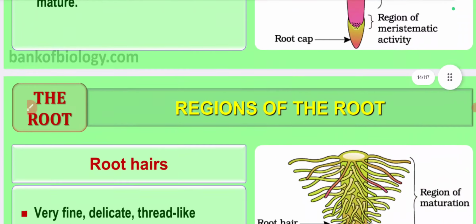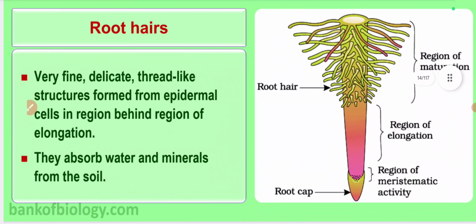Okay. And the last one is the root hair. Very fine, delicate, thread-like structures formed from epidermal cells in the region behind the region of elongation. They absorb water and minerals from the soil. So root hairs are the main regions where water and minerals are absorbed from the soil to the plant's different parts. Okay. So these are very fine, delicate thread-like structures. Delicate means नाजुक.